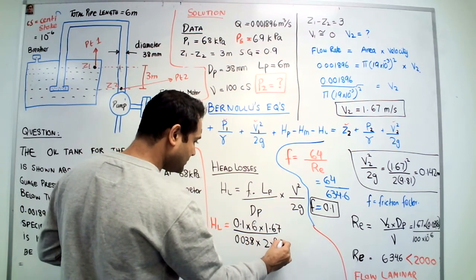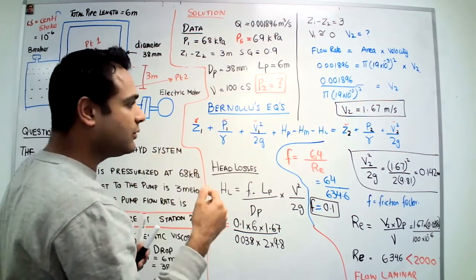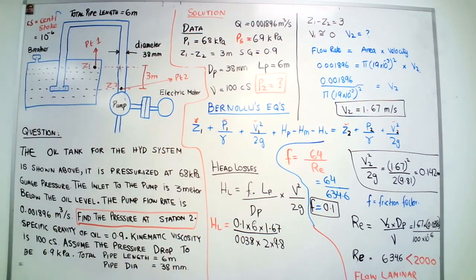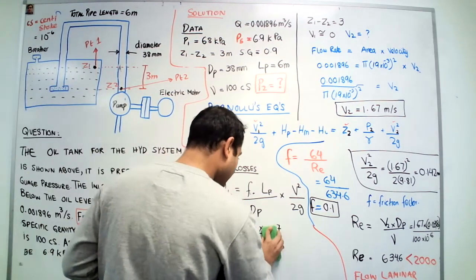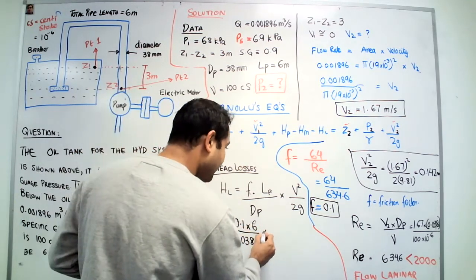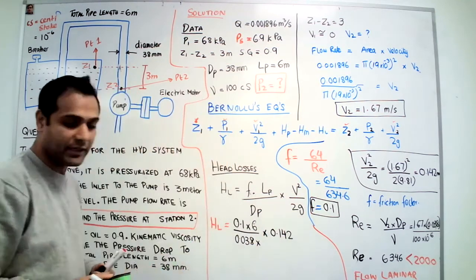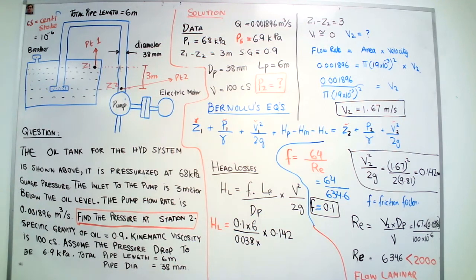Wait, we already just worked that out. We just worked out V squared over 2G. Oh yes, we already worked out V squared over 2G, so we can just put 0.142. Yeah, that's a lot easier. So we don't need to do that one. We already have this value, 0.142. That's it. So that is going to give you the head loss.